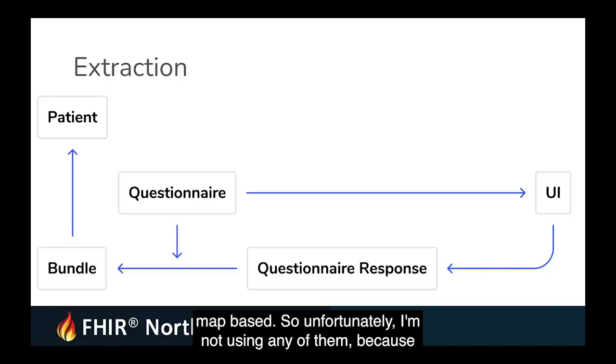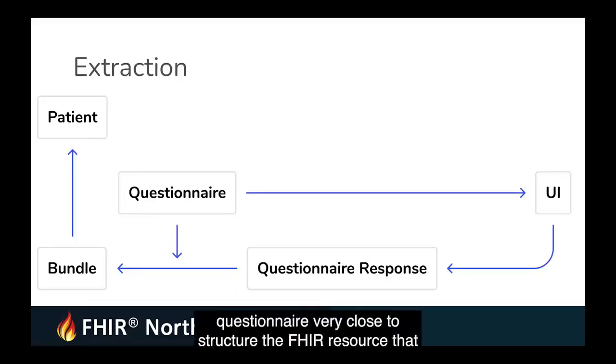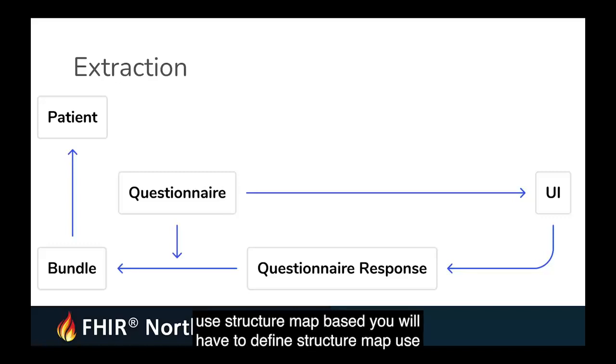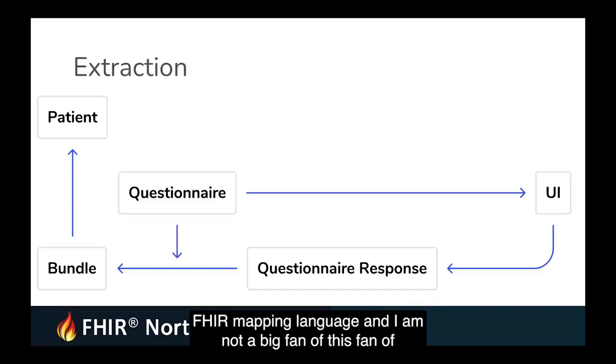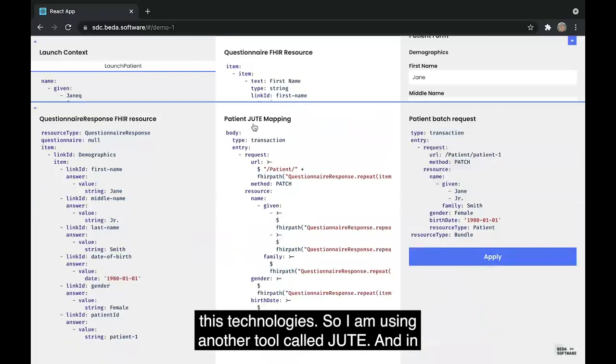Unfortunately I am not using any of them, because observation based is hard linked with observation. Definition based forces you to use a structure of your questionnaire very close to the structure of the FHIR resource, which is not suitable for some UI UX reasons. And if you would like to use structure map based, you have to define a structure map using FHIR mapping language, and I am not a big fan of these technologies. So I am using another tool called Jute.